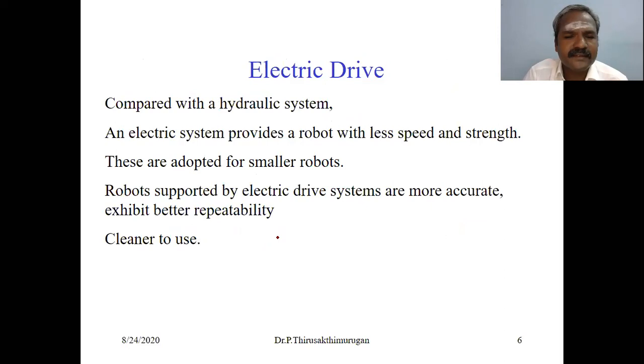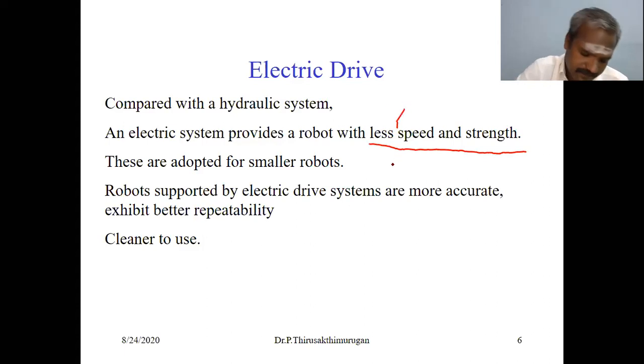Next is the electric drive. When compared with the hydraulic drive, these electric drives are very small in size but have less speed and strength. Not only less speed, because we use a gear system with the DC motor.